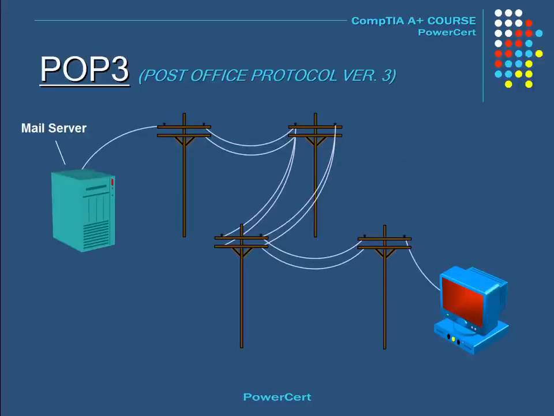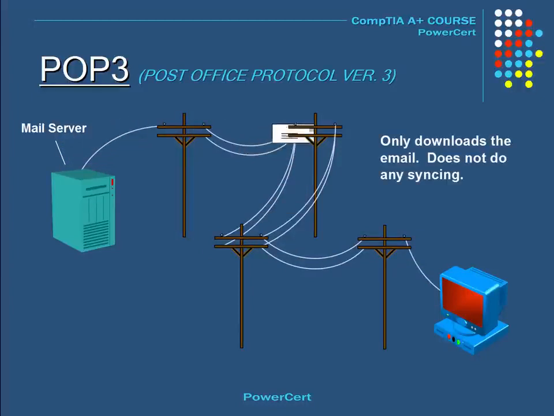Where SMTP is used for sending email, POP3 is the protocol that is used for receiving email. Whenever an email arrives at your mail server, you can retrieve it using the POP3 protocol and download it to your computer. The main characteristic about POP3 is that all it does is grab the email from the mail server and downloads the email to your computer.